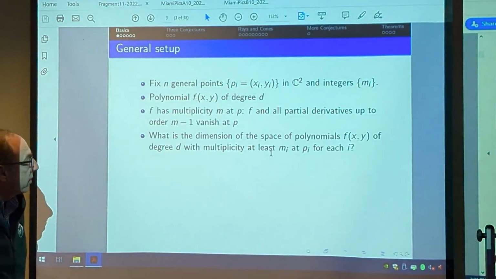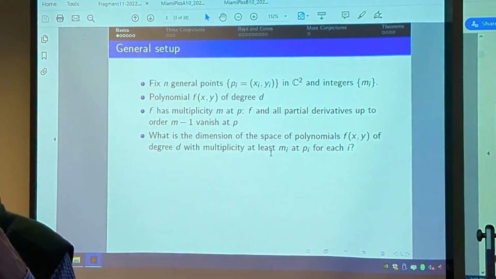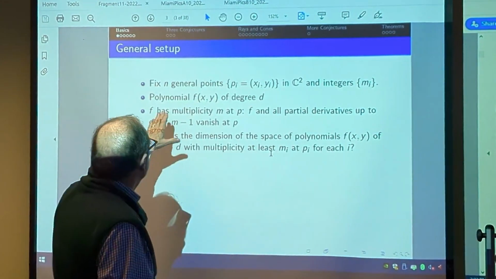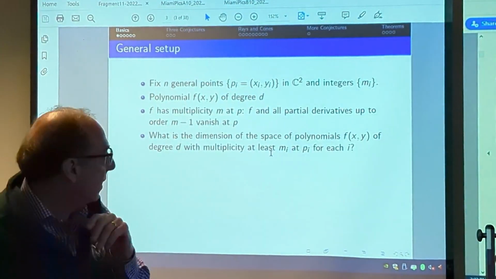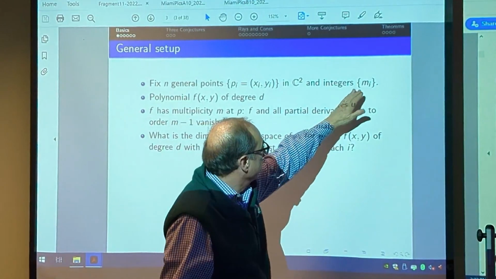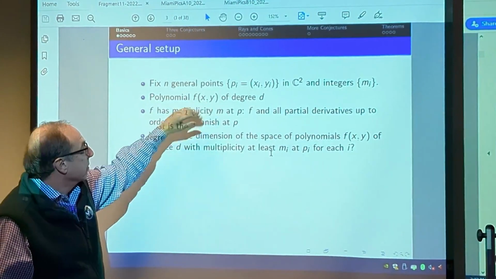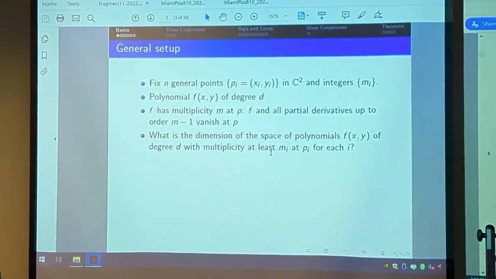So the general setup is: take the plane, C^2, work over the complexes, and take n general points in the plane. They should be general, you'll see why in a moment. Take some integers, one integer for each point. Then you consider a polynomial in the two variables. Fix the degree, so you have another parameter, the degree.